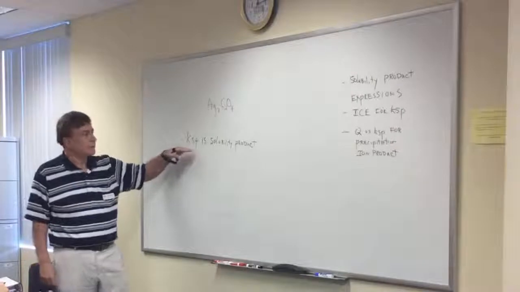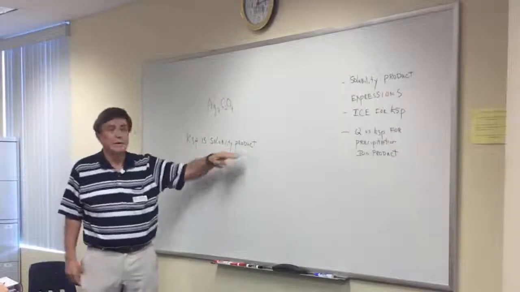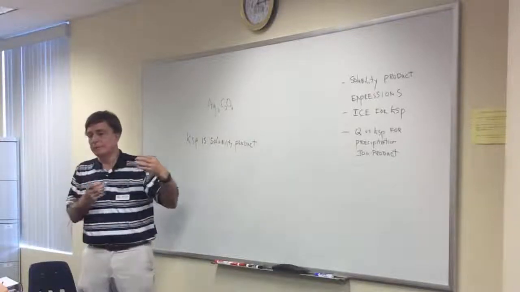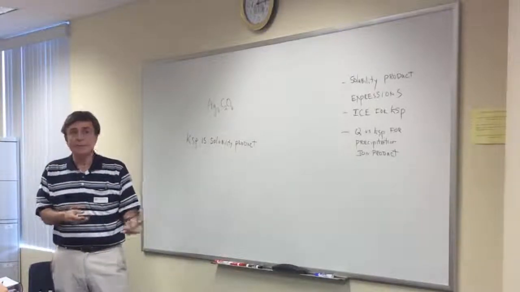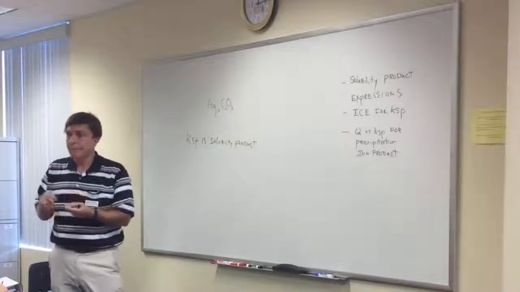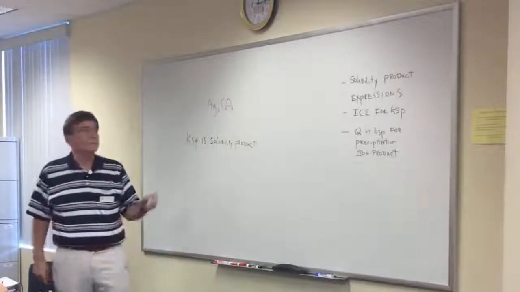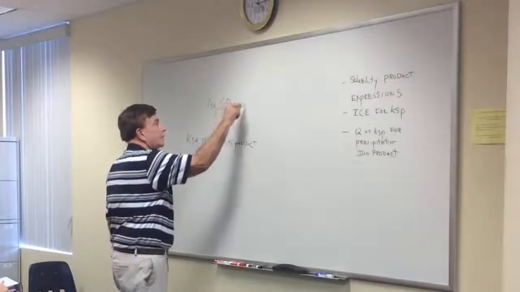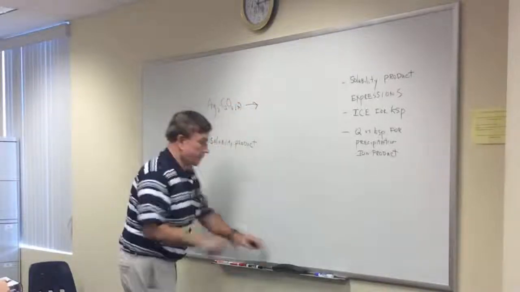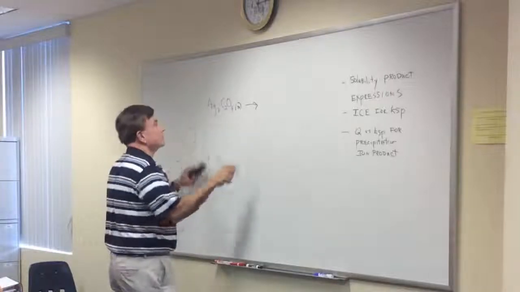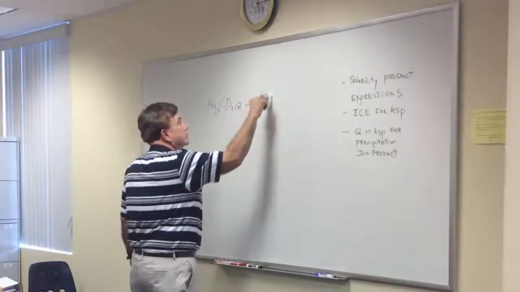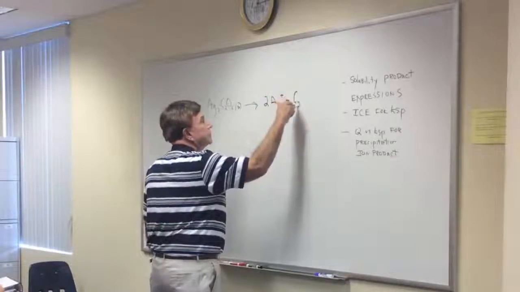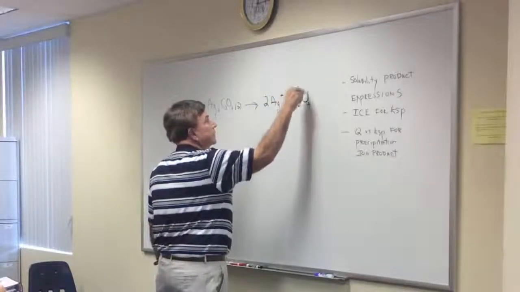Just the obvious: Ksp is the solubility product. You calculate it the same way you would calculate all the other stuff we've been doing, which is the equilibrium, products over reactants. The only difference is when you do this, I'll break it down. Okay, this is stuff we've done.